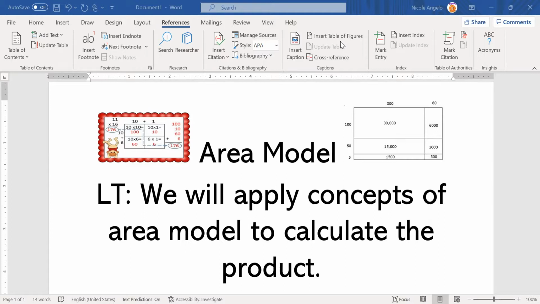Today is our area model on multiplication, and our learning target was we will apply concepts of area model to calculate the product. And we did talk about different vocabulary in there: concepts, area model, calculate, and product.